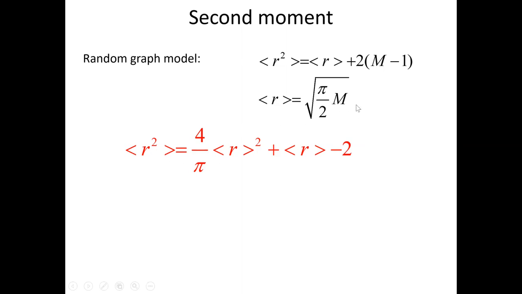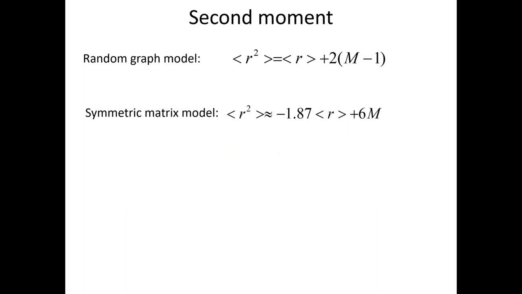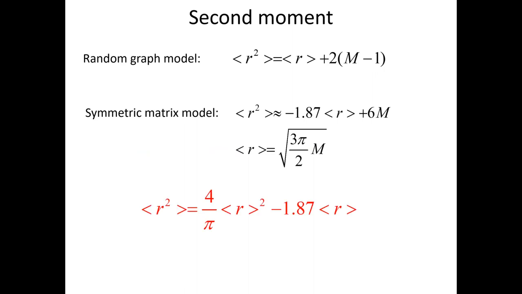So without doing any experiment on M, so any recognition experiment, you can place the bound on the second moment as expressed by the first. And the same thing you can do for the model with the symmetric matrix, so that you have a different relation. I don't yet know how to calculate these coefficients exactly, but numerically you can easily calculate this equation. So again, you can use these two equations, and then you can put the lower bound on the second moment, which again has to be given by the quadratic form with the same coefficient 4/π for the quadratic term.